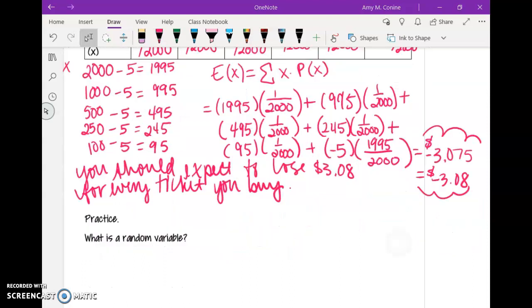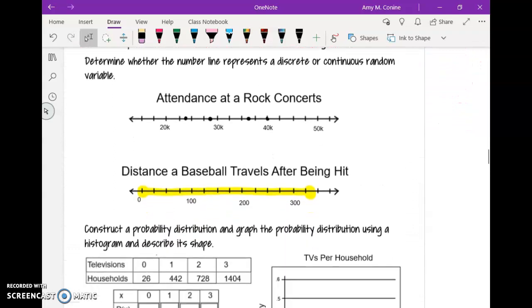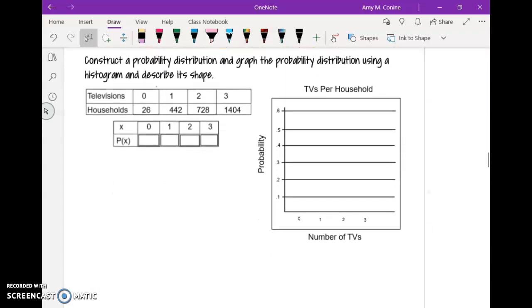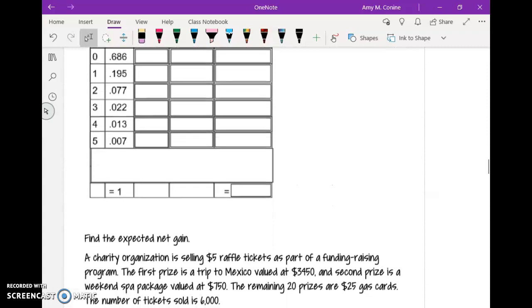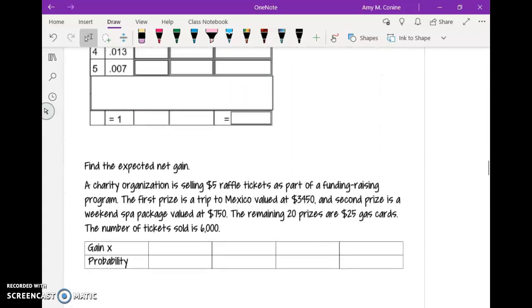All right, so you need to take this time to work on the practice that is listed below. Use your notes to fill out the rest of the practice sheet. You should pause the video and then you can check your answers.